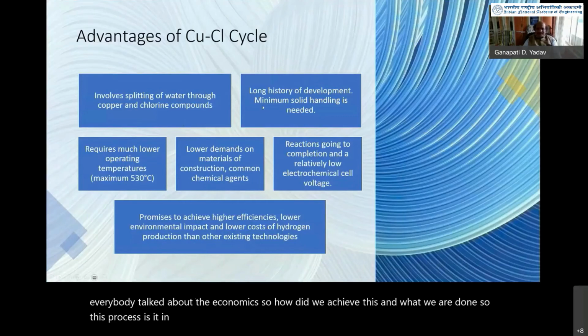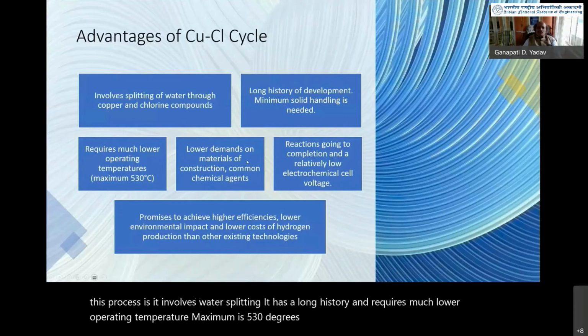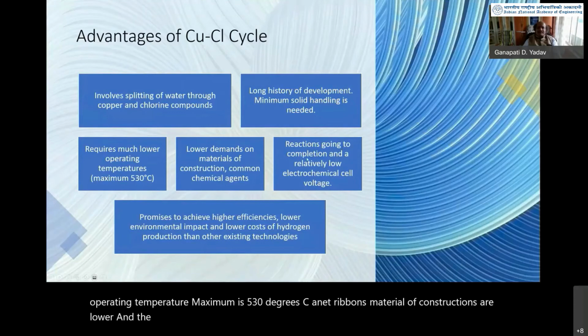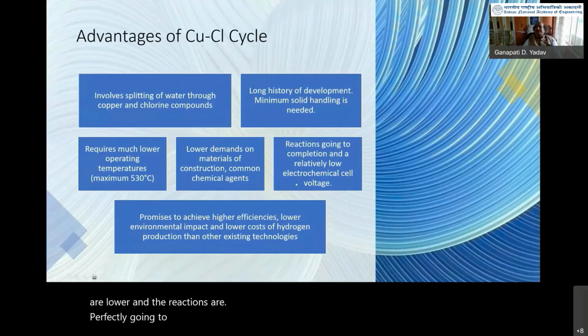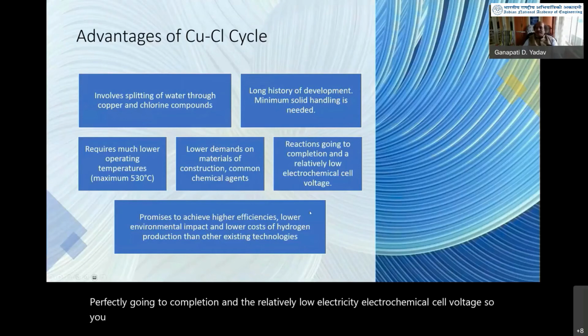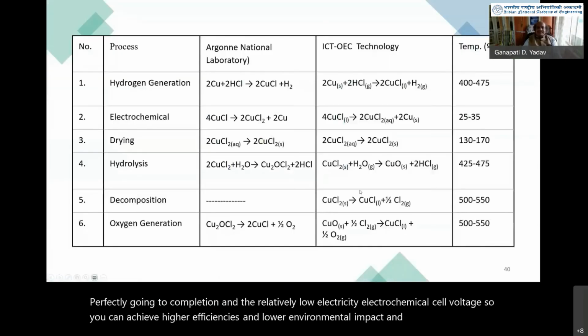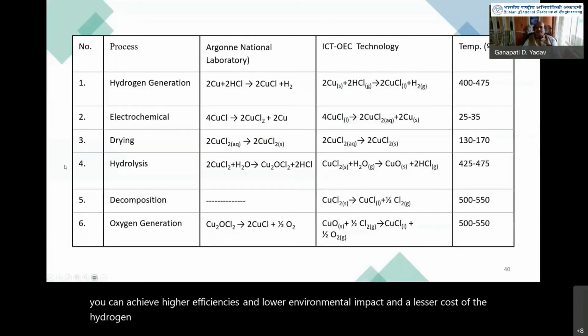It has a long history and requires a much lower operating temperature. Maximum is 530 degrees C. And the material of construction demands are lower, and the reactions go perfectly to completion, with a relatively low electrochemical cell voltage. So you can achieve higher efficiency, lower environmental impact and lesser cost of the hydrogen. So these are the reactions in this particular case.